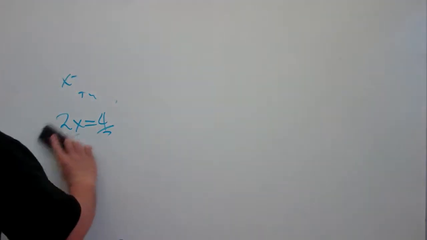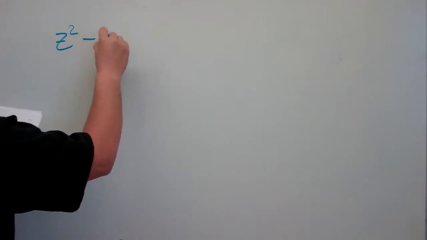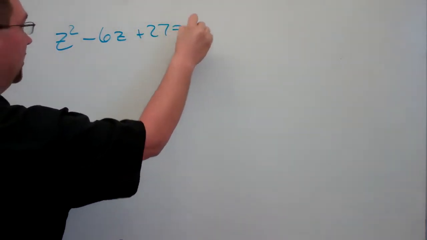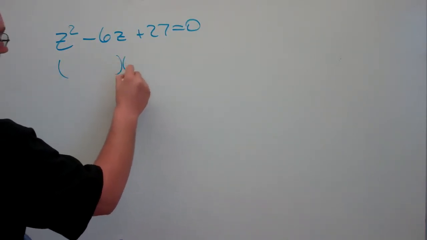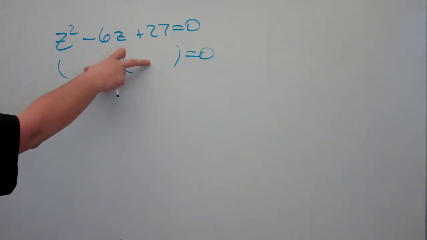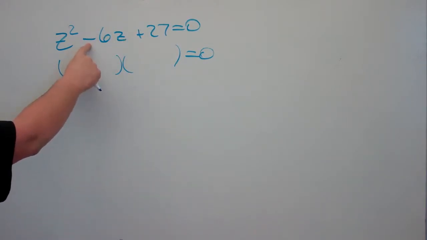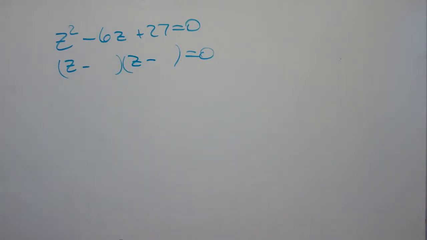14, we need to find the solutions to the equations for 14 through 21. It looks like z squared minus 6z plus 27 equals 0. Alright, so let's try factoring it first. That's what I always do. Alright, since this is positive, that means both of these are the same. Since this is negative, that means they both have to be negative. So (z )(z ). So what multiplies to give you 27, but adds to give you negative 6?